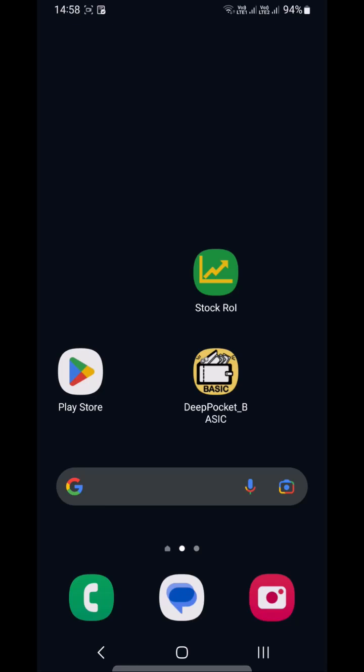Here we introduce a stock ROI application that's designed to simplify tracking your portfolio returns. With its user-friendly graphs and analytics, the Stock ROI app offers a clear picture of how your portfolio is performing and helping you make informed choices about your investments. Let's get started with the demo.